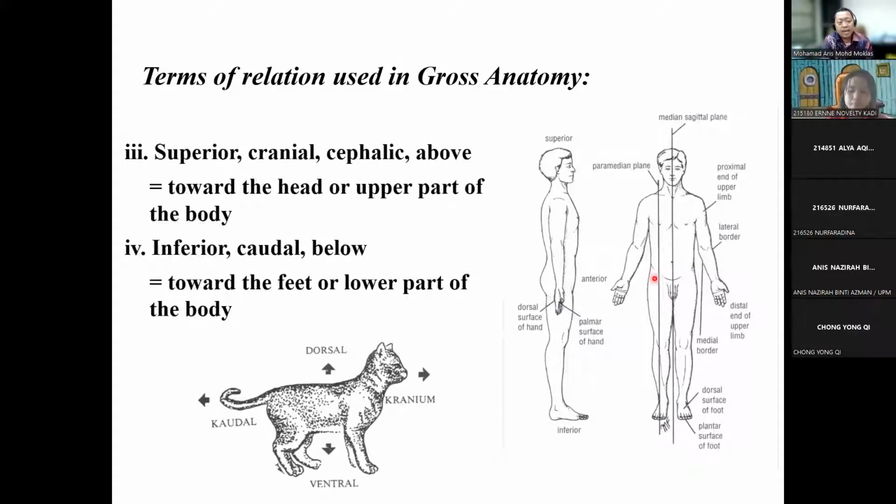Okay, now superior and inferior, very simple. Superior means toward the head or upper part of the body, whereas inferior means towards the feet or lower part of the body. Or you can use cranial and caudal to represent superior and inferior. Technically, caudal is towards the tail, whereas cranial is towards the head. Or for superior, you can use cephalic. Cephalic means towards your skull, cephalically, towards the head.